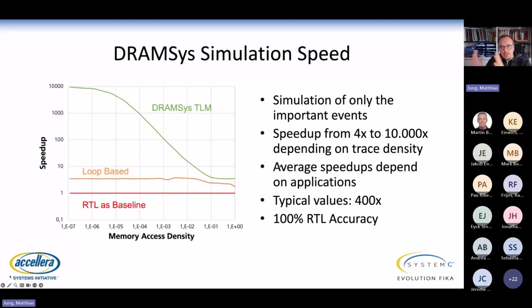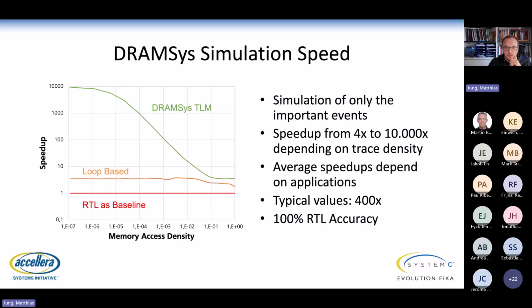But usually your application always jumps around. So sometimes you have a number crunching phase, and then DRAMSys is not blocking or slowing down the simulation at all. But then you get a more memory intensive phase in your application, and then DRAMSys will be a little bit slower because the number of events increases. So for typical applications, we see a speed up of 400x compared to RTL, but we are still 100% accurate.